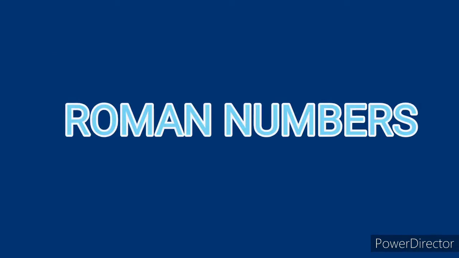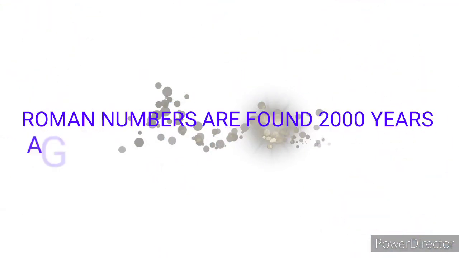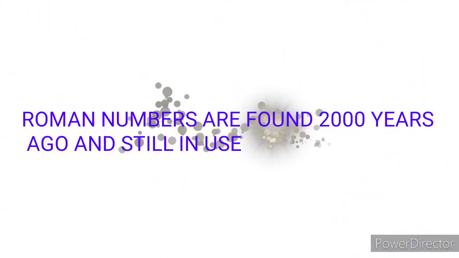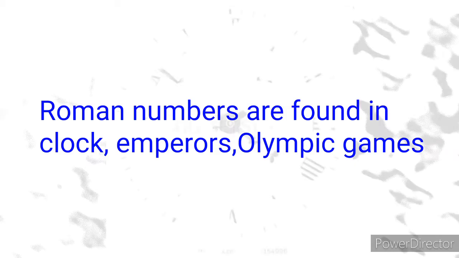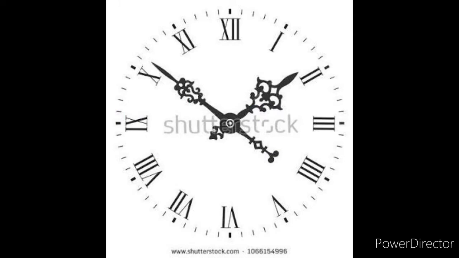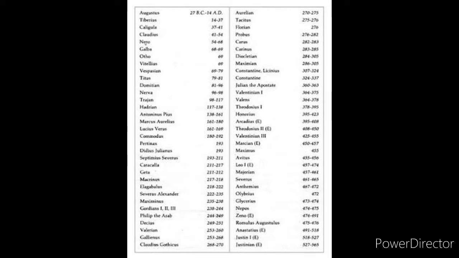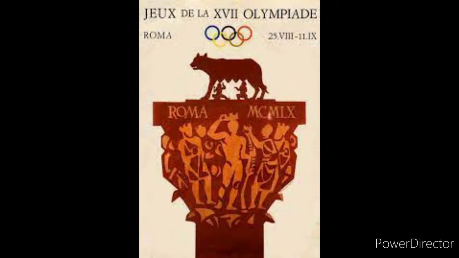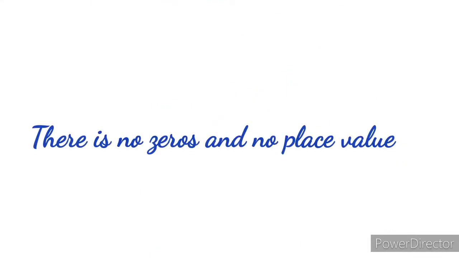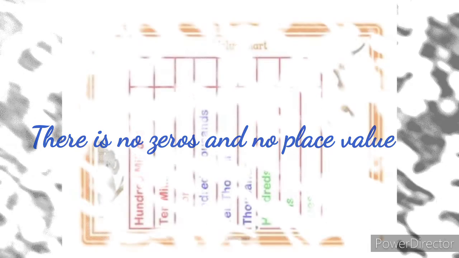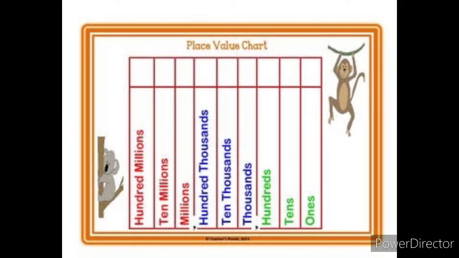Roman numbers. Roman numbers were invented 2000 years ago and are still in use. We can find Roman numbers on clocks, in the names of emperors, and in the Olympic games. One important thing is that there are no zeros and no place value, that is, ones, tens, hundreds. We don't have all these things in Roman numbers.